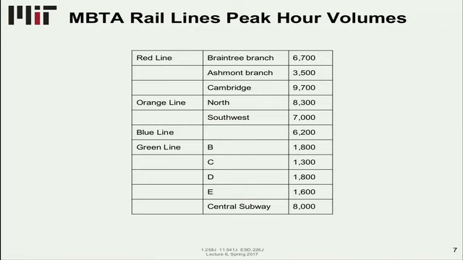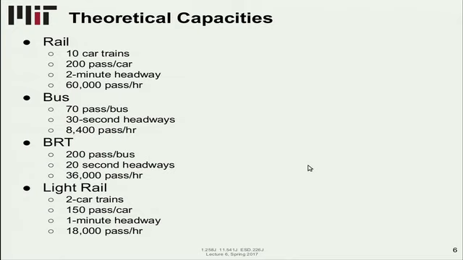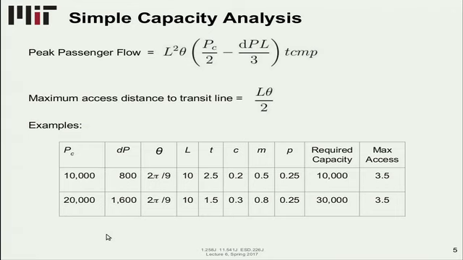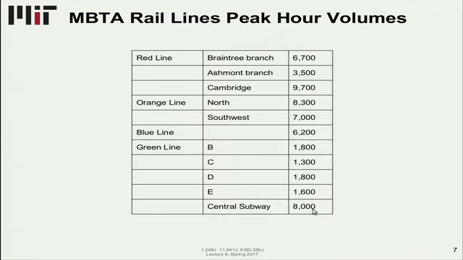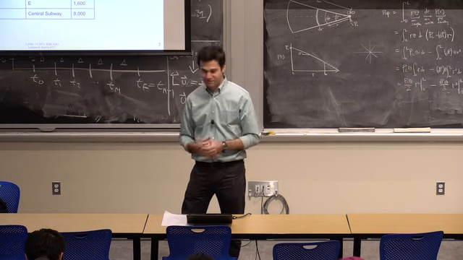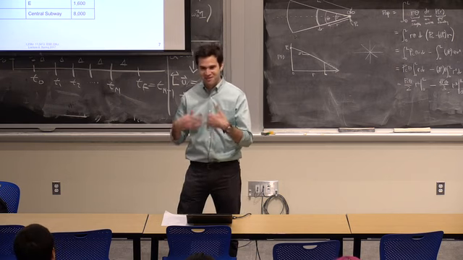So right. The orange line, we have two sections here, the north and the southwest. Similar numbers. Blue line slightly lower, and the green line branches do about 1,800, less than 2,000 each. So we're looking at a much lower number than the light rail theoretical capacity. And in the central subway, where all these branches merge, we get a much higher demand, but it's still lower. Again, these vehicles are not running every minute, and in some cases they are, but not consistently.